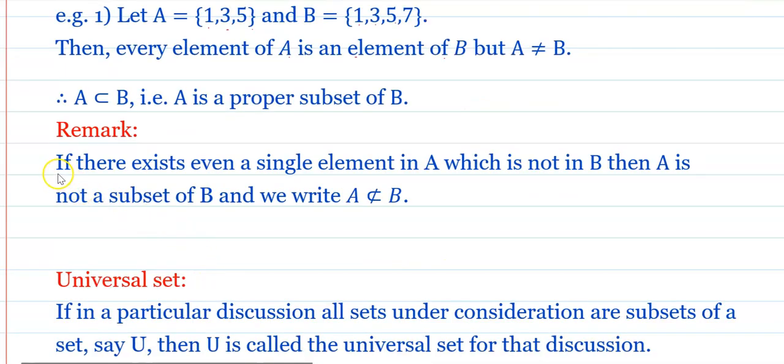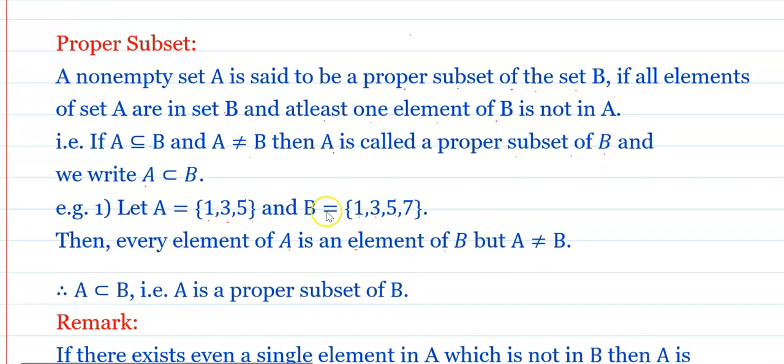Now the next remark: if there exists even a single element in A which is not in B, then A is not a subset of B, and we write it like this. Okay, A is not a subset of B.